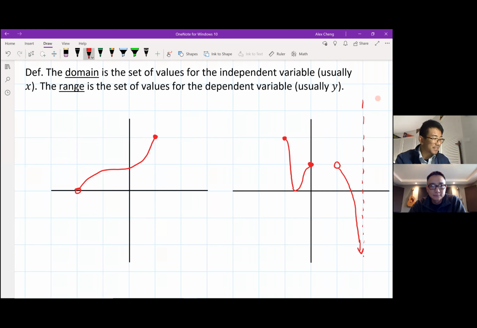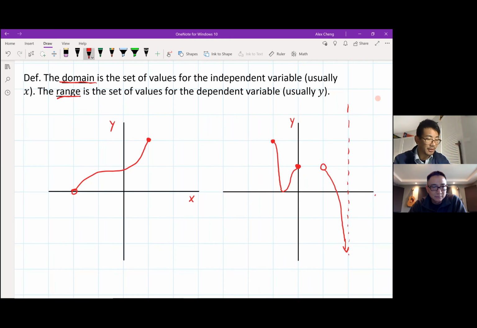But you remember from the last video, the domain is just a set of values for our independent variable, which is always graphed on the horizontal axis here. And then the range is all the set of values for our dependent variable, y. So I'm just going to label our axes here. My question for Mr. Chu here is just what are the domain and range of these graphs?